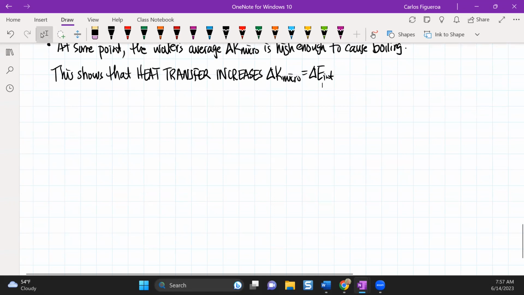So now what I got to do here is just do the other half. So what is the other half? Now I'm going to look at cooling, which decreases K micro.